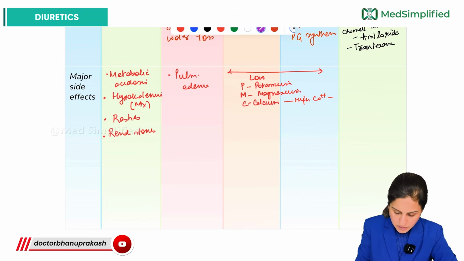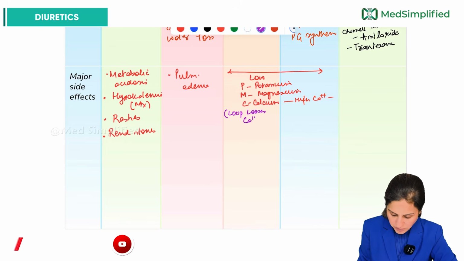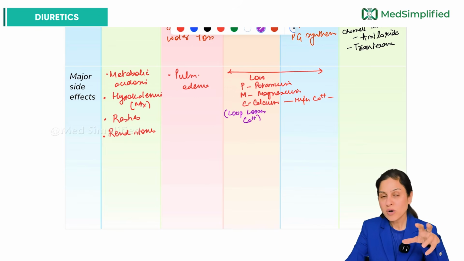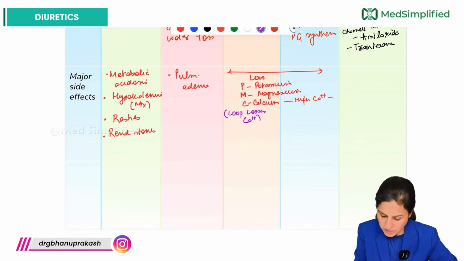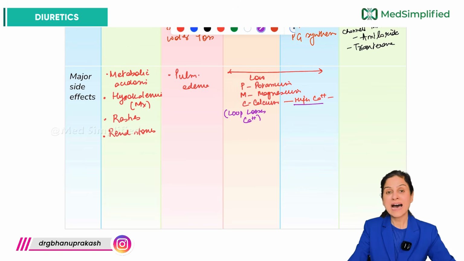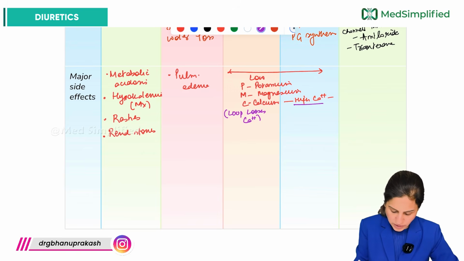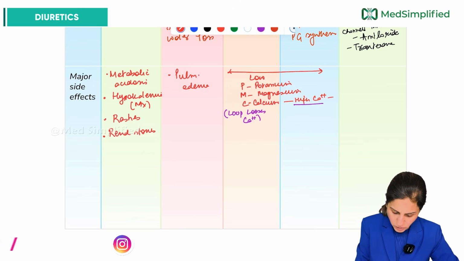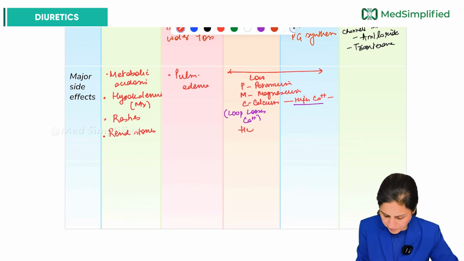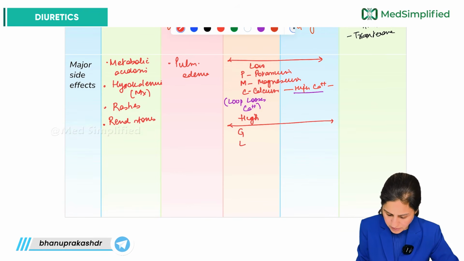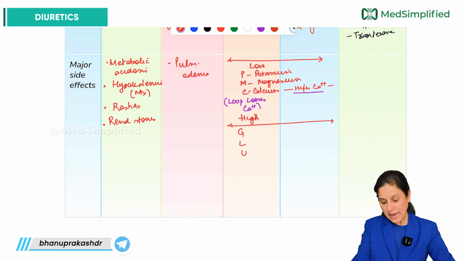So remember, loop loses calcium. That means it is going to cause hypocalcemia, while thiazides are going to retain calcium. So they are going to cause hypercalcemia. That's the only difference right here. And they are going to cause low this and high glue. Remember, low PMC, high glue.